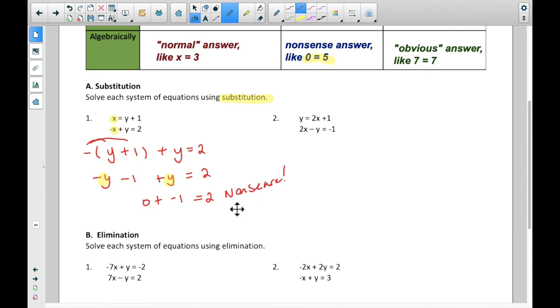If it is something like that, something that does not make any sense, that means there is no solution. That means that if we went to graph these, they would be parallel lines.